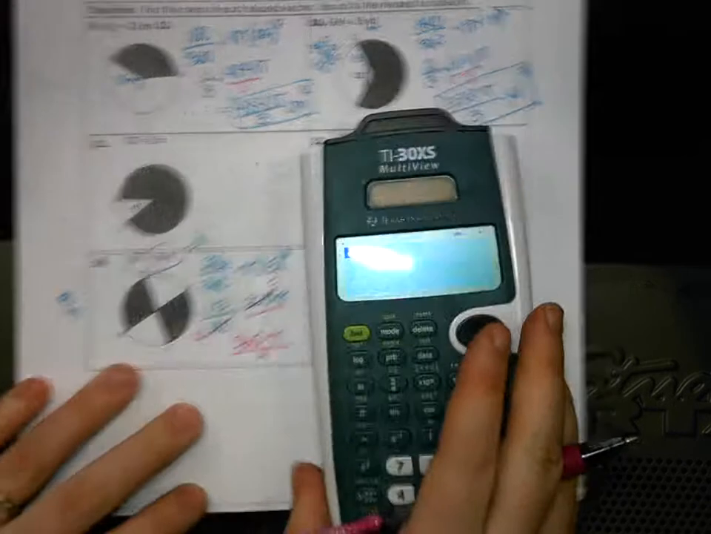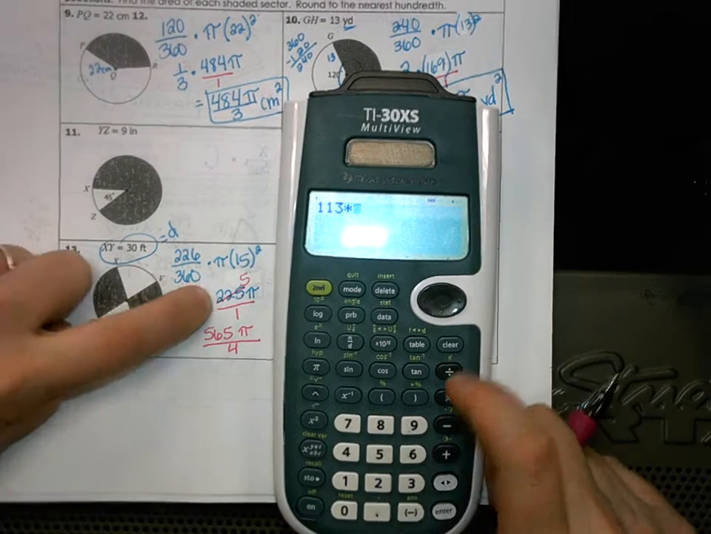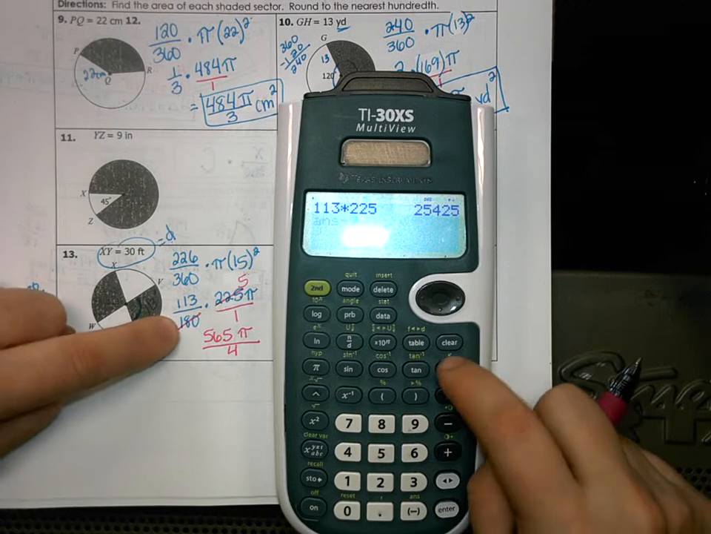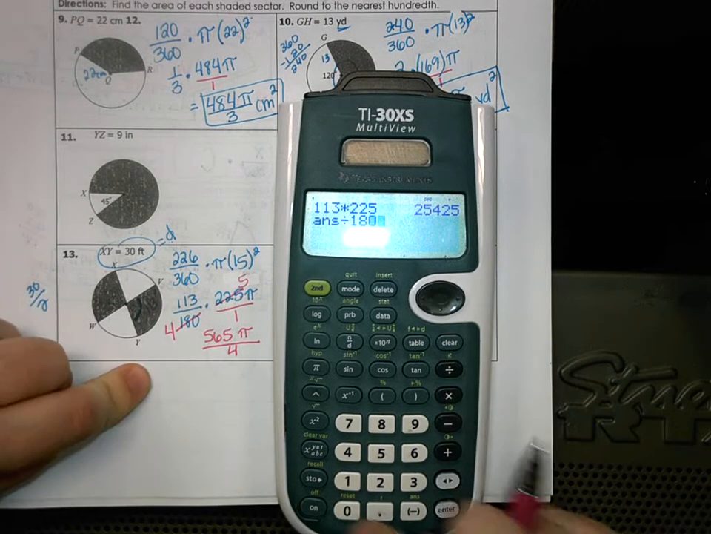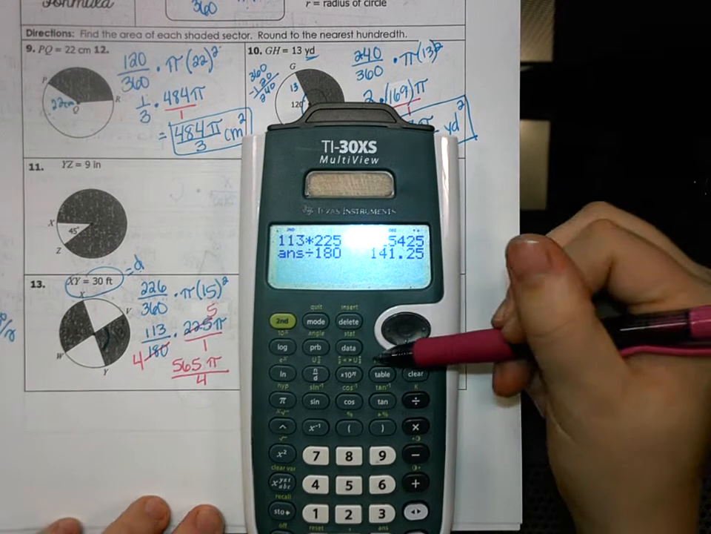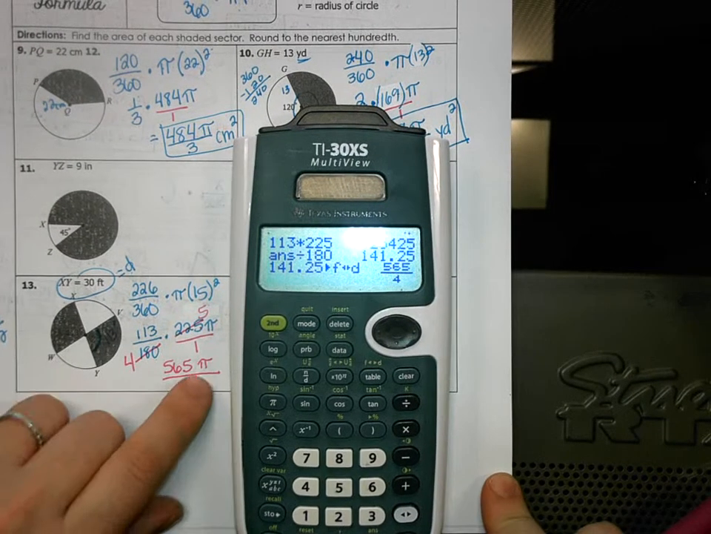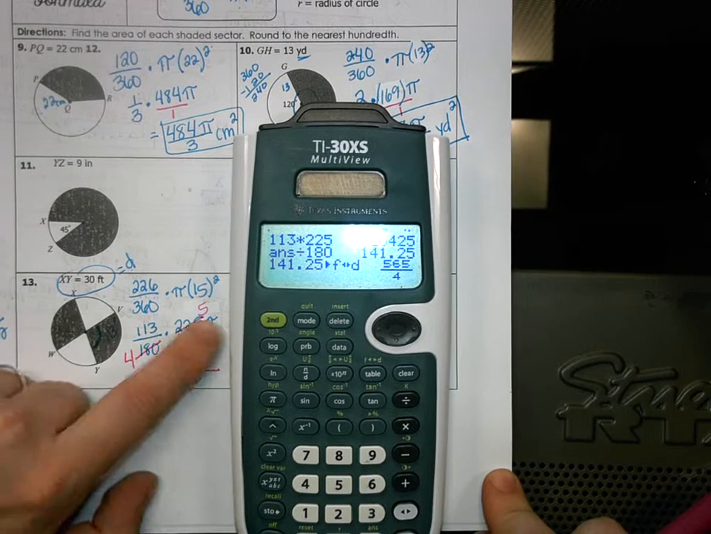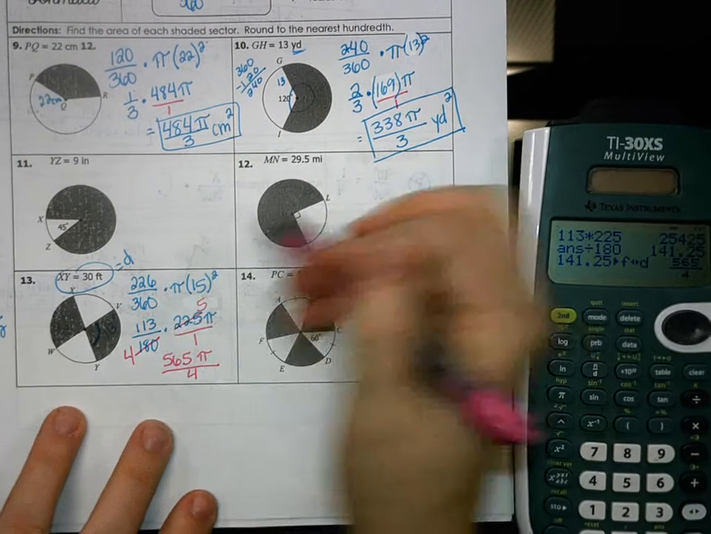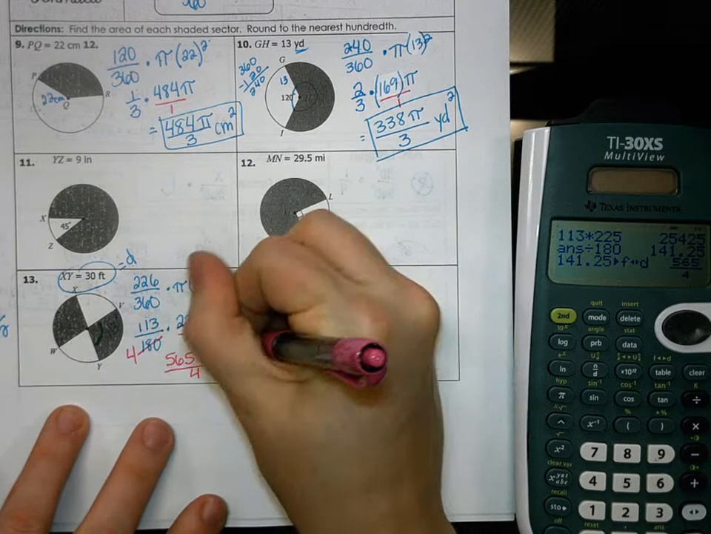So we're going to do 113 times 225. That's my numerator. I'm going to divide by my denominator, which is 180 times 1, so divide by 180. Gives me a decimal, and you're going to do second and find that fraction to decimal button, and that gives you 565 over 4. So you don't have to cross reduce, the calculator will reduce for you. We're talking about area, so that's a shaded region, which is squared, feet squared.